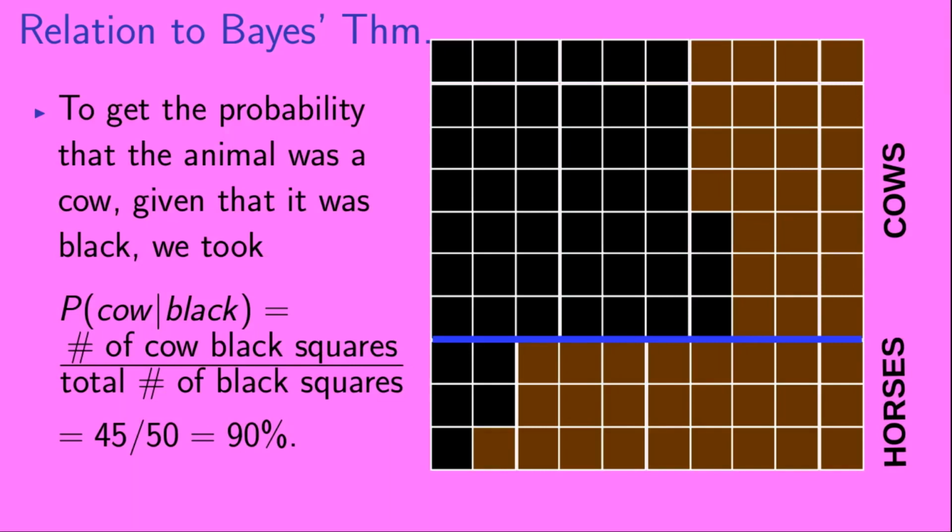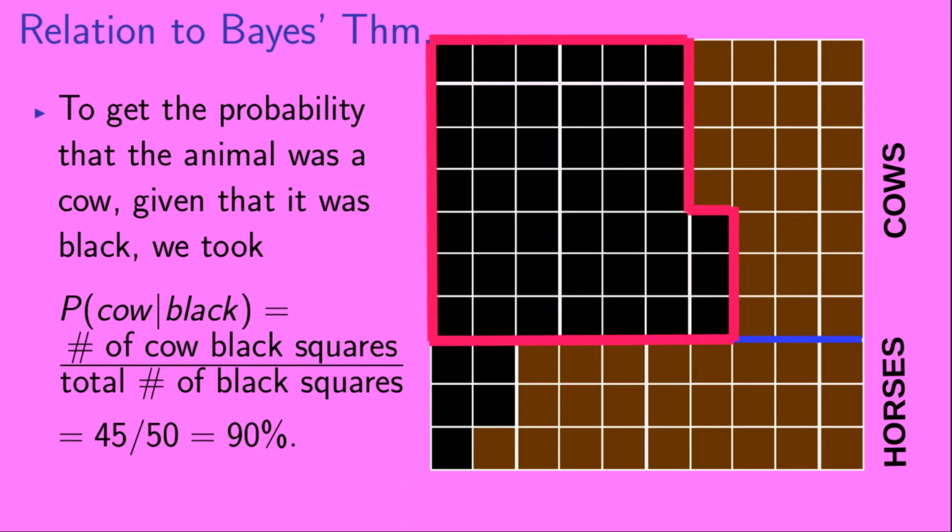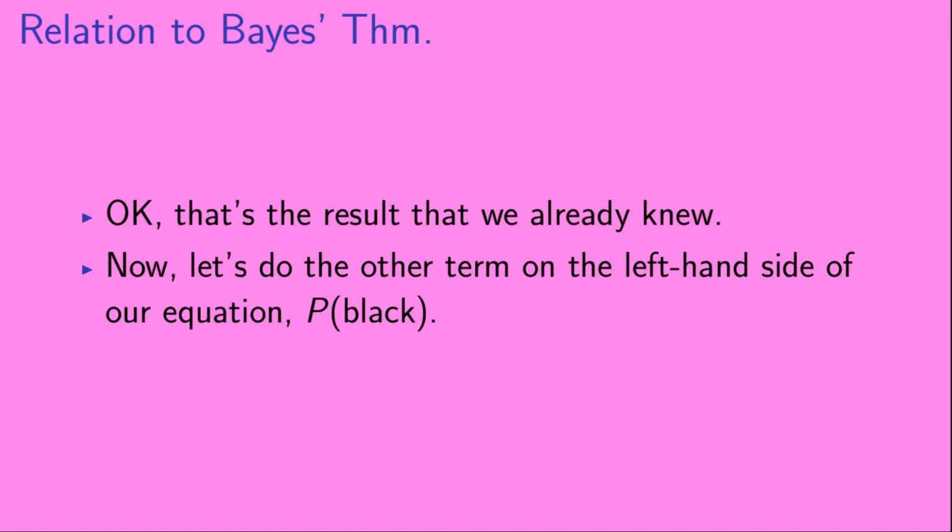So, to get the probability that the animal was a cow, given that it was black, we took P of cow given black equals the number of cow black squares, shown here in the pink outline, divided by the total number of black squares, now shown in the pink outline. That gives us 45 over 50, and that was 90%. Okay, so that's the result that we already knew.